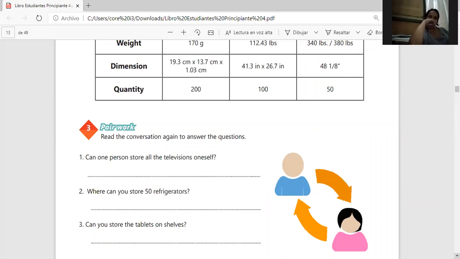Now let's see, Oscar. Can only one person store all the televisions oneself? Oh, Oscar is on his way home. I remember it. So we are going to wait for it. Kenya, can one person store all the televisions oneself? Oneself means uno mismo. Can one person store all the televisions oneself?